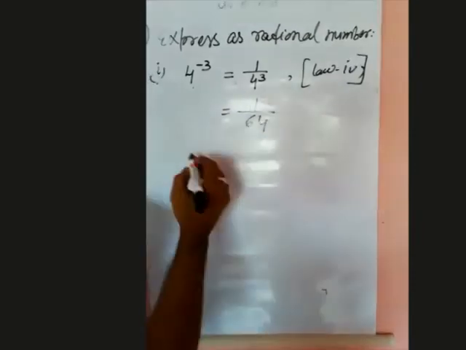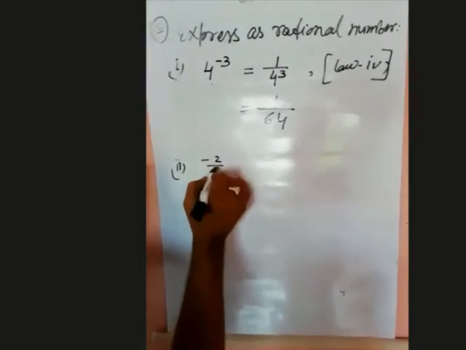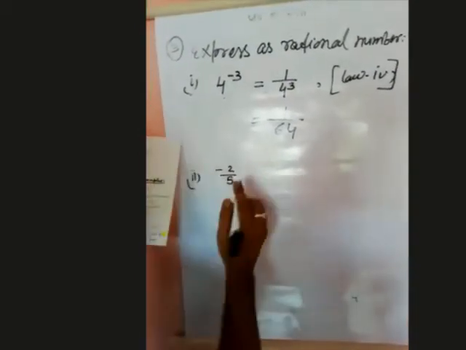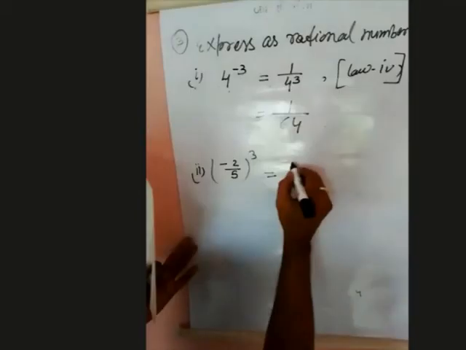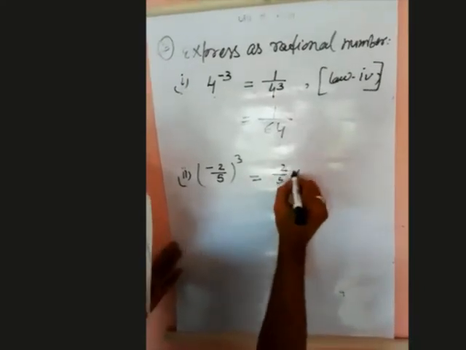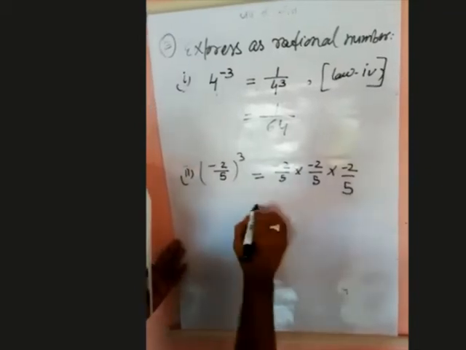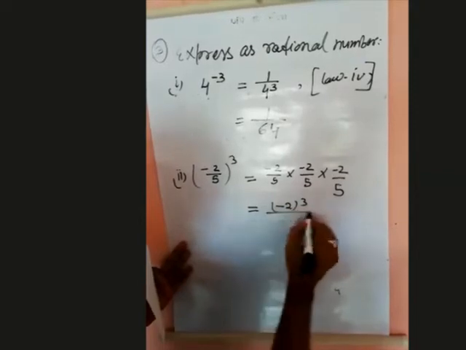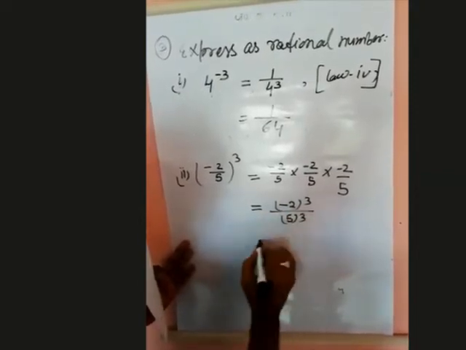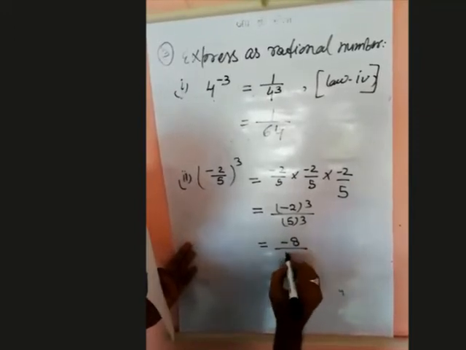The second is (-2/5)^3. We can write it as minus 2/5 into minus 2/5 into minus 2/5, which equals (-2)^3 upon 5^3, that is minus 8 upon 125.